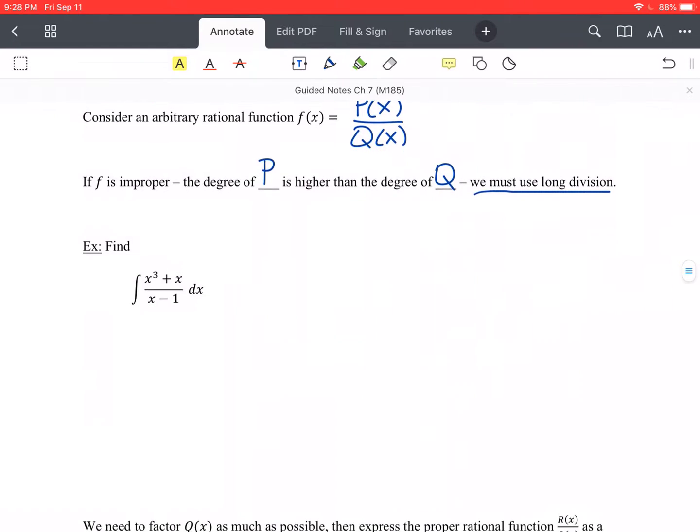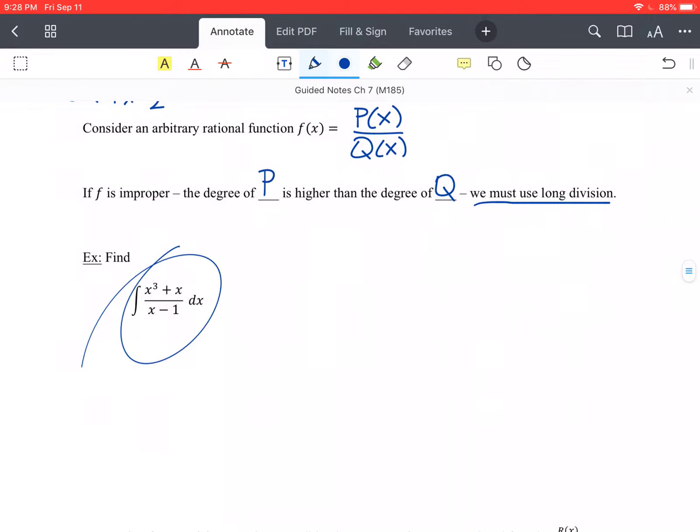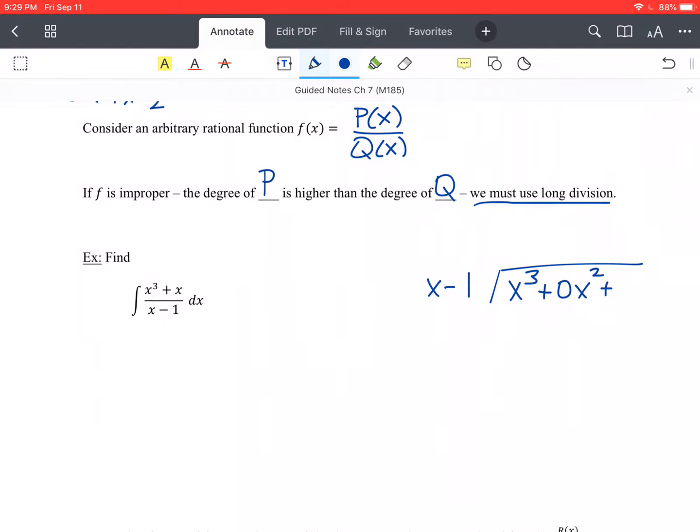So let's look at this example here. Find the integral of that rational function. Well, notice the degree of the numerator is 3, the degree of the denominator is 1, so we do need to use long division here. If you haven't done long division in quite a while, this is going to be a good refresher for you. So I have x cubed plus x being divided by x minus 1. I'm going to put a placeholder here of 0x squared plus x, just so that I can make sure to keep my places in order here.